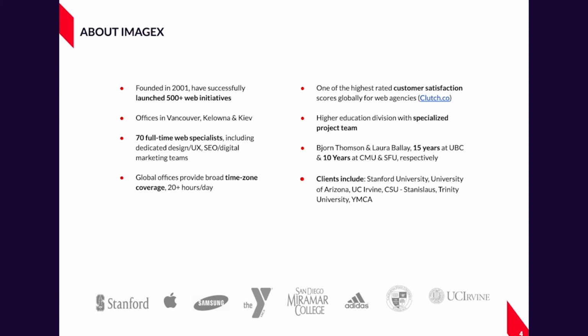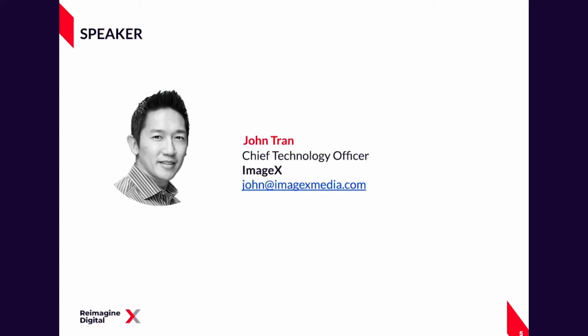First, a little bit about ImageX. We are a global agency, been around since 2001. We're top rated on Clutch with people scattered all over the world, and we've been producing over 500 websites, many of which were on Drupal, for some of the top brands in the world. And I'm John Tran, the CTO, and I'll be presenting to you today.